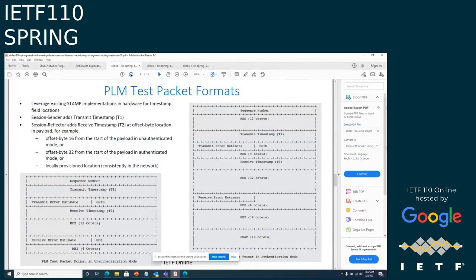So the example test packet formats are very similar to STAMP to take advantage of the hardware implementation of STAMP with the same timestamps. And the well-known timestamp offsets, for example, it's a byte offset 16 for unauthenticated and 32 for authenticated packets. And next slide, please.